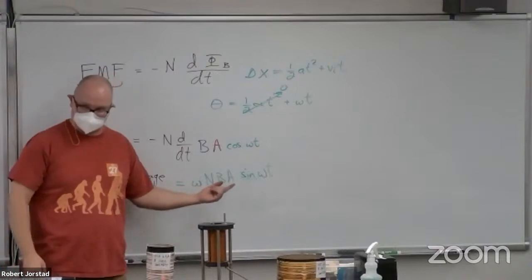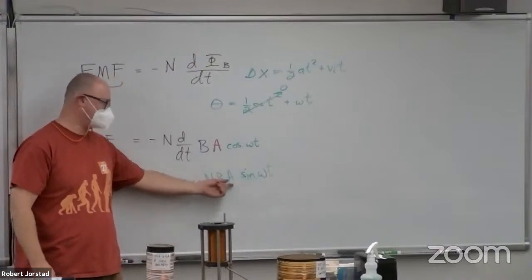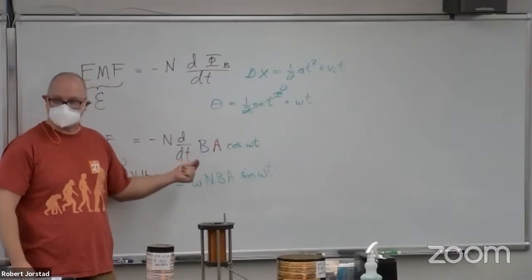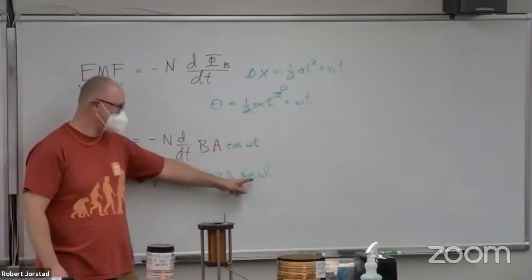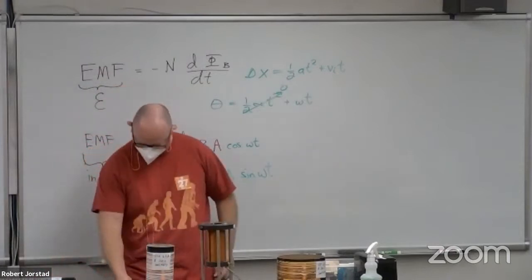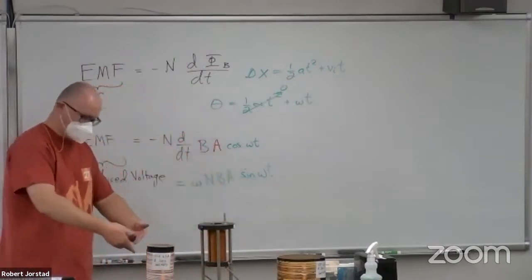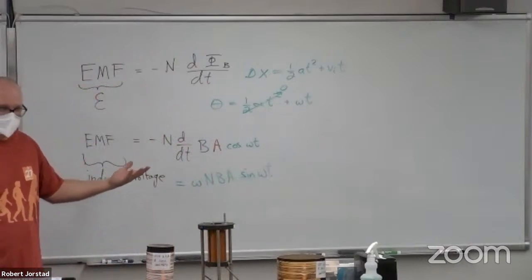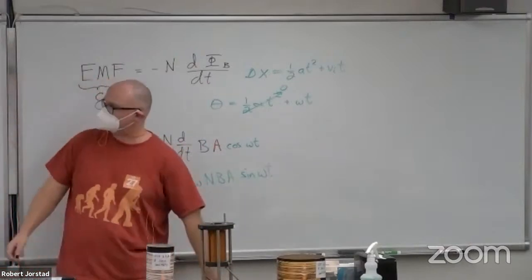Think about this. If you have the strength of the magnet, the area of the loop, the number of turns, and the rotation rate, you can get 60 hertz power, right? This sine wave, that's the electricity out of the wall. Isn't that crazy? I'm telling you, isn't this spicy?